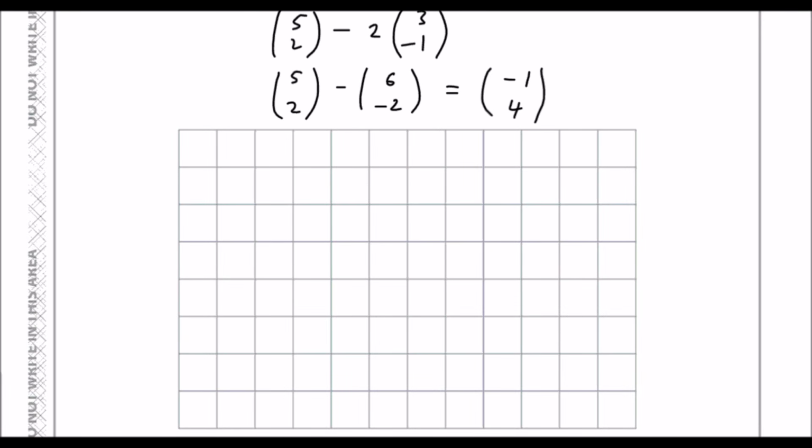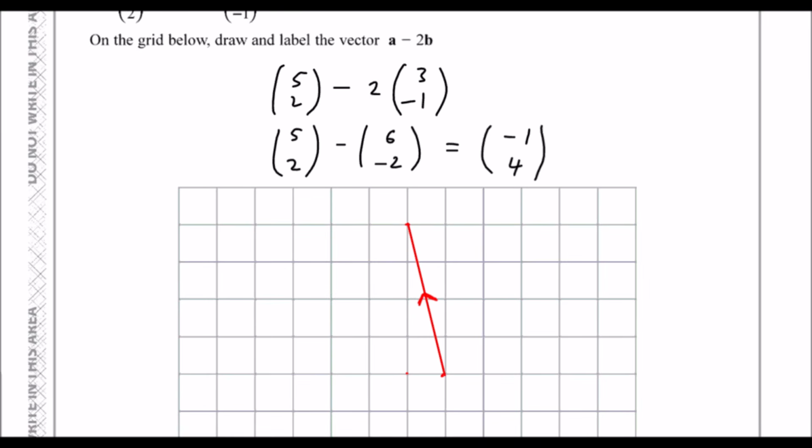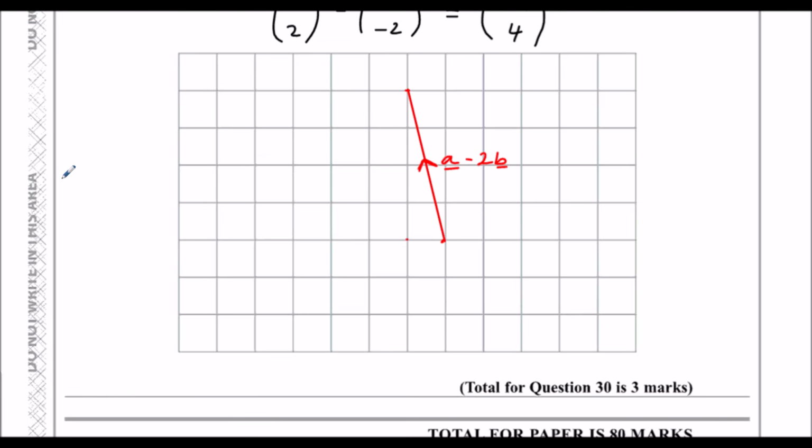So that's back 1. So let's start somewhere, anywhere. So we're going back 1 on the x-axis. So left 1 and then up 4. So that will leave us with this vector. And we'll make sure they know which way we're going. So it's left 1, up 4, and we'll label it as A minus 2B. And that is the last question.